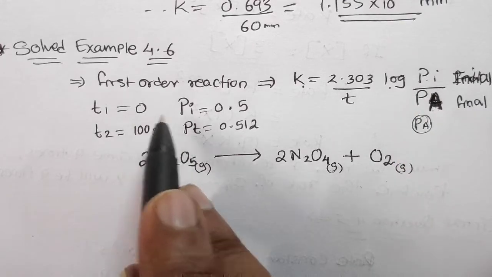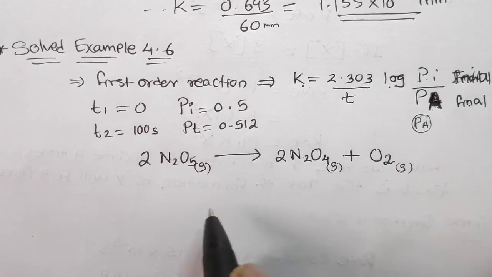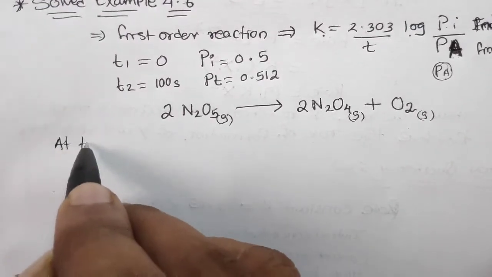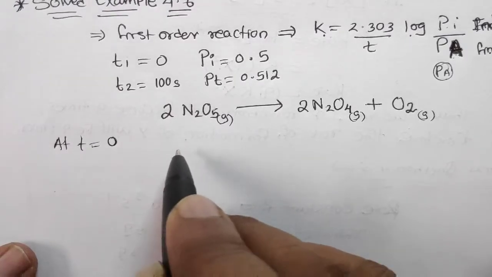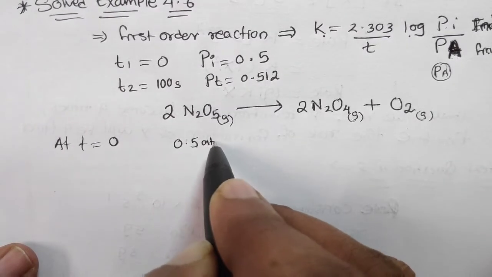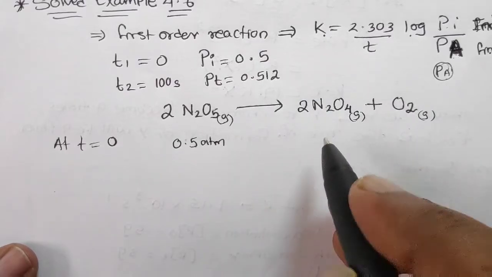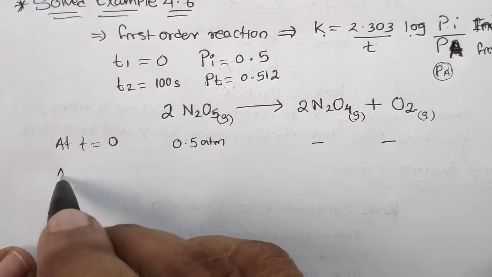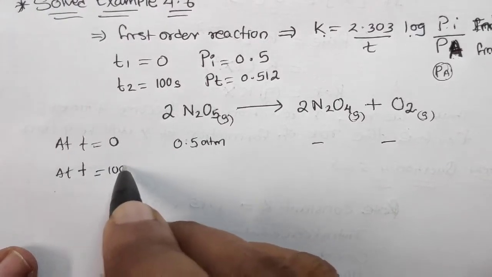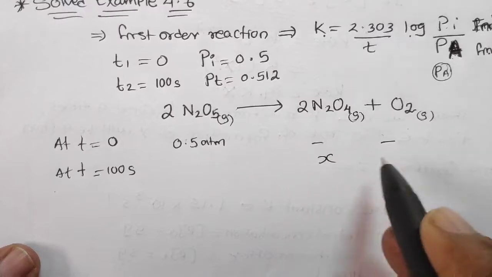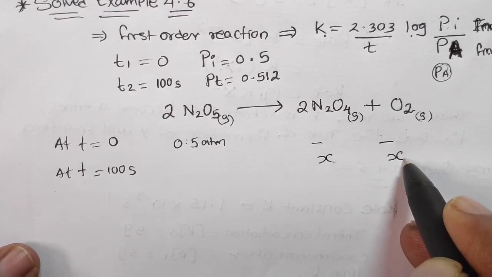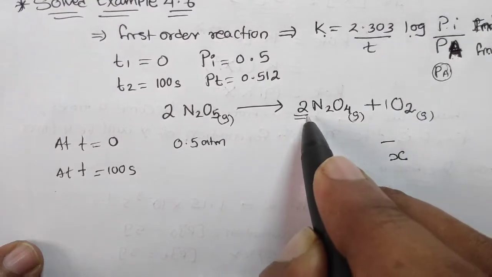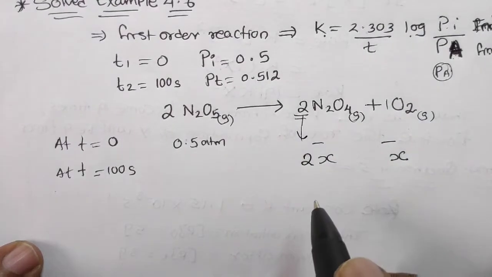So at T1, 0 second, Pi initial is given. We were writing in equilibrium, if you remember. So at T is equal to 0, we know the initial pressure is 0.5 atm, which is given here. For the products we don't know, so we will take it as 0, 0. But at time T is equal to 100 second, I will take the pressure decrease as x amount. Here there is 1, so I will write 1 only, but as there is a stoichiometric coefficient, I will write 2x.